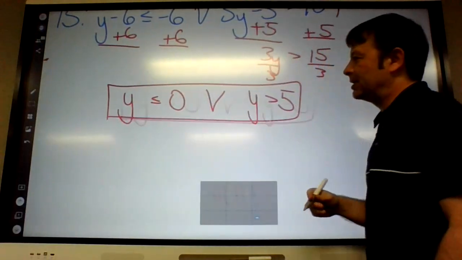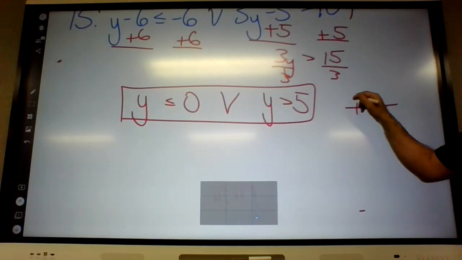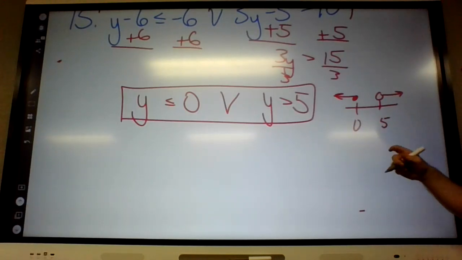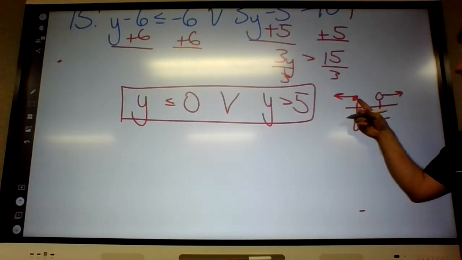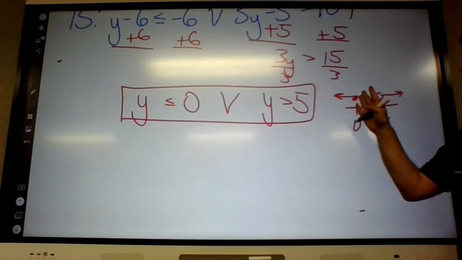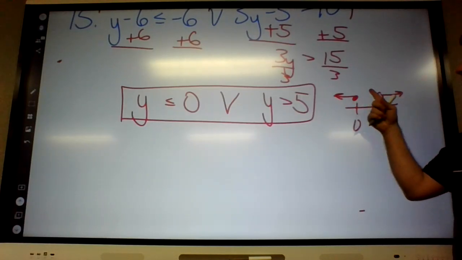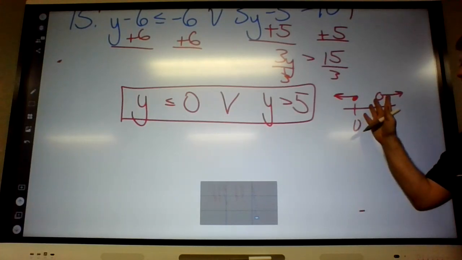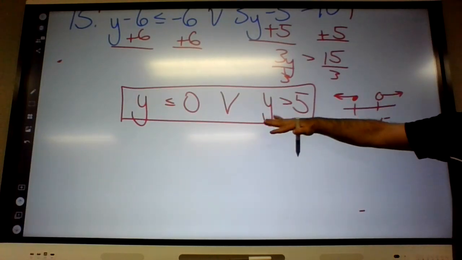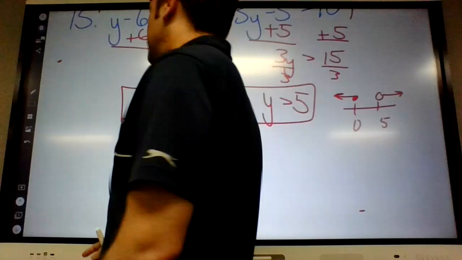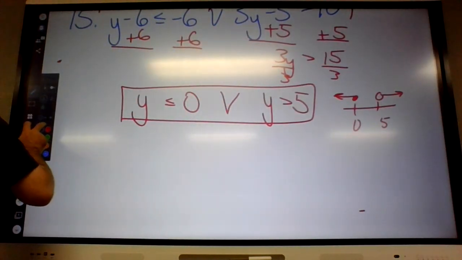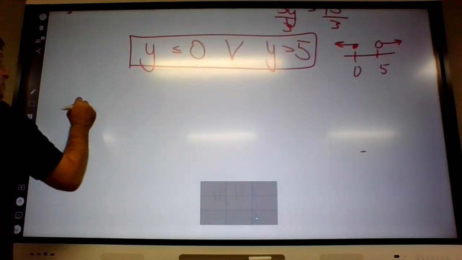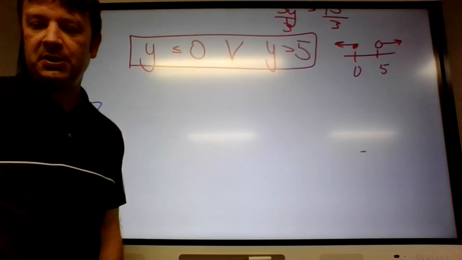What numbers are less than or equal to 0 or greater than 5? Well, remember like a number 7, if they're going opposite directions like this, all of these numbers would just be included. All the numbers less than 0, all the numbers greater than 5. So really the answer doesn't simplify on this one, it just stays the same. Because it's an or, they can coexist. Okay.